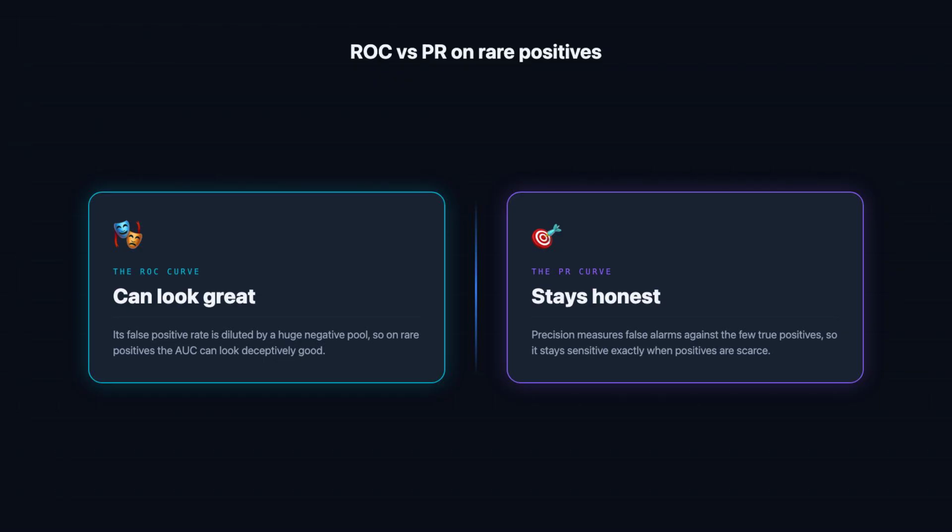It measures false positives relative to the few true positives you actually have, not against the vast negative pool. So it stays sharply sensitive to false alarms no matter how many negatives are lurking in the background. That's the whole reason a precision recall curve tells you the truth exactly when positives are scarce and every false alarm counts.